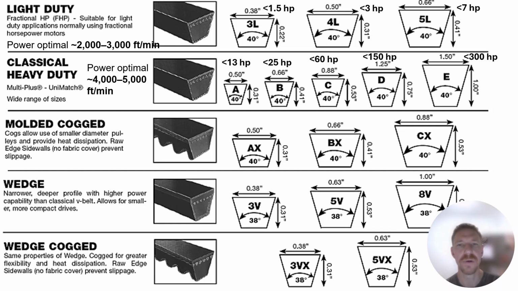So you see that the second row has quite a bit higher horsepower, even for the smallest belt, than the first row. Then type B, which is of interest to this problem, is less than 25 horsepower. Type C is less than 60, type D is less than 150, and type E less than 300. If you look at the first row, the light duty belts are optimal at about 2,000 to 3,000 feet per minute, and the heavy duty belts can run at a higher velocity, 4,000 to 5,000 feet per minute.